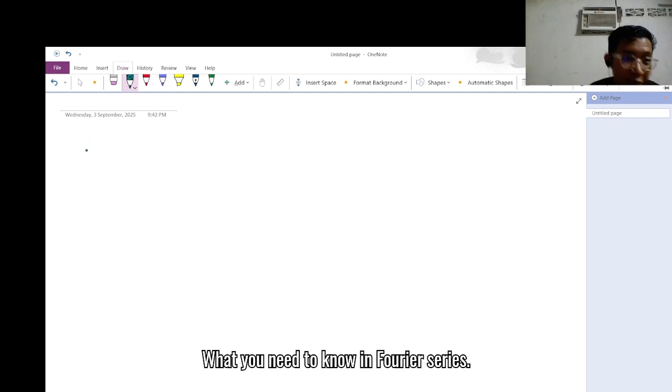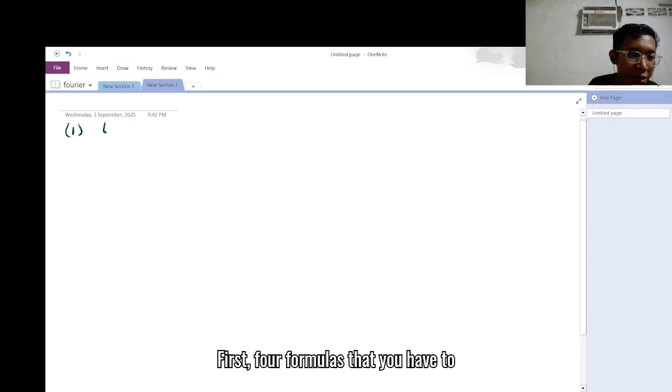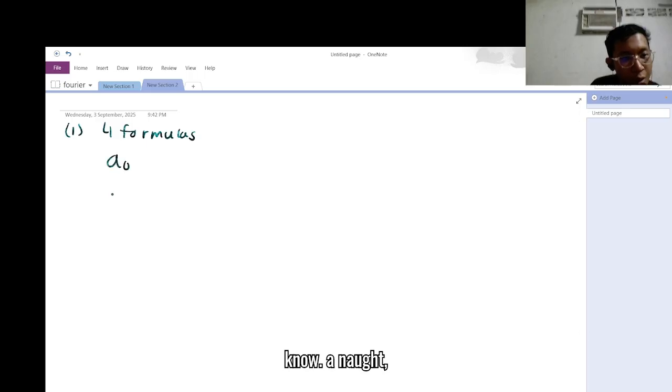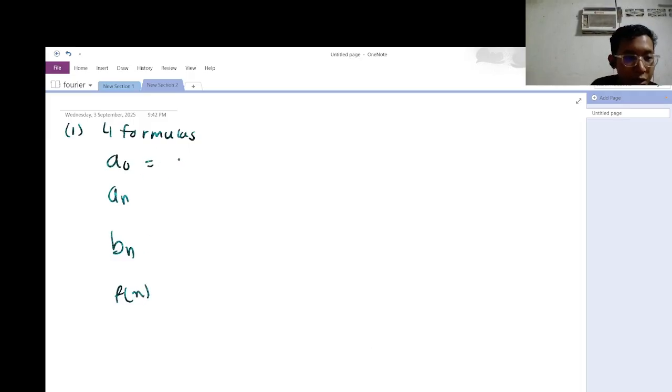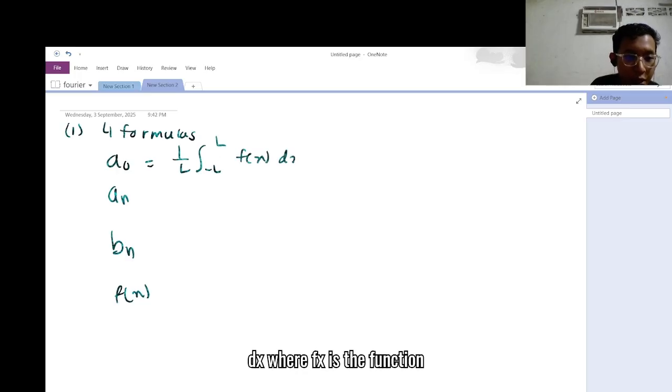What you need to know in Fourier series. First, 4 formulas that you have to know: A naught, an, bn, and fx. A naught is given as 1 over L integration from negative L to L of fx dx, where fx is the function and L is the half period.